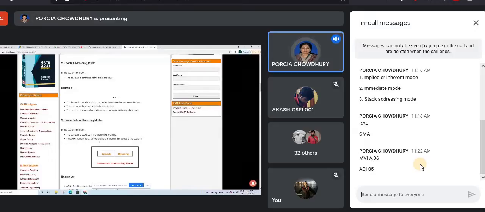Instead of an address field, an operand field is present that contains the operand. So this is basically class 1 where no address is specified. That's why instead of an address field, we cannot use an address over here. So instead of an address field, an operand field is present that contains the operand. That is your immediate addressing mode.